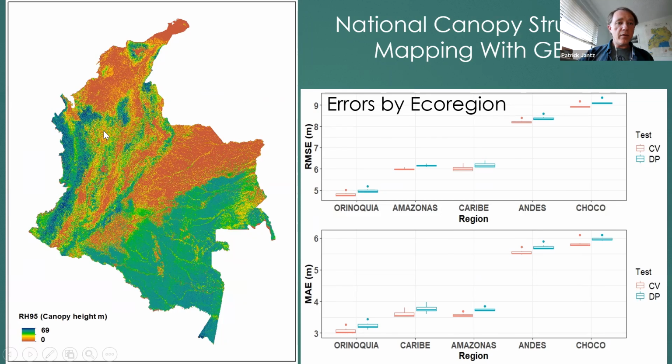Much of the Andes is settled, and so there's a lot of forest clearing there, integrated dry forest. The Orinoco is naturally a savanna ecosystem, and then the Amazon, which is largely intact, but there are areas of degradation that are starting to creep in, especially from the northwest.